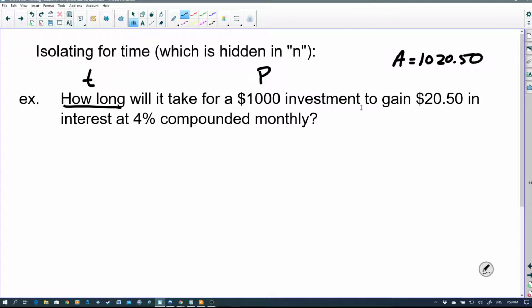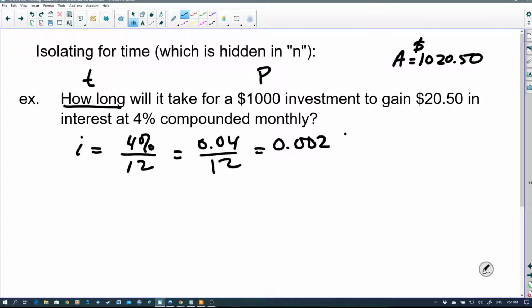So they're trying to trick you here. They're giving you an extra step to do. But if you understand the idea of gaining interest on an investment to get a final amount of money, you should be able to figure out that you just add 1,000 plus 20.50 to get your A value. Our i is going to be a calculation that we're going to have to do, so I'm just going to do that right here. i is equal to 4% compounded monthly. That's divided by 12. So 0.04 divided by 12, and I believe that's 0.0025.